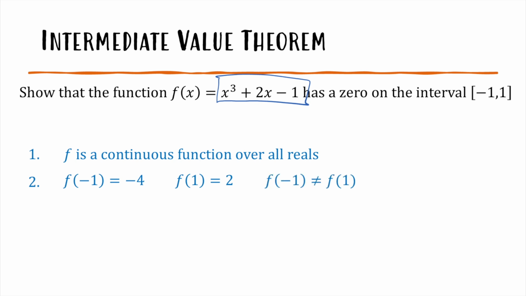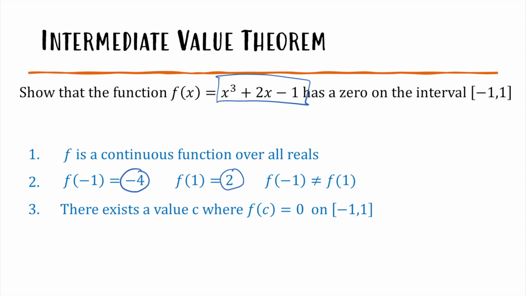F of negative 1 does not equal f of 1. And is there a 0 somewhere between negative 4 and 2? Yes, there is. So there does exist a value c where f of c equals 0 on negative 1, 1.